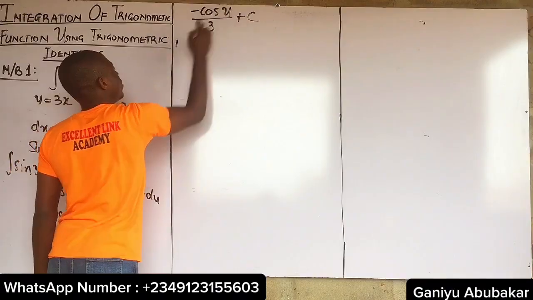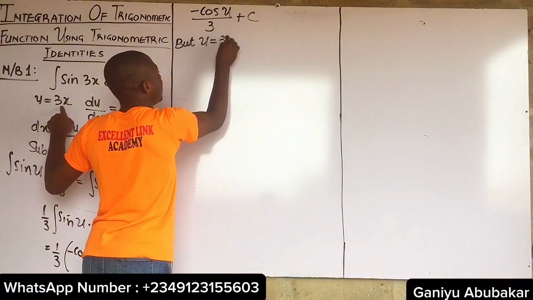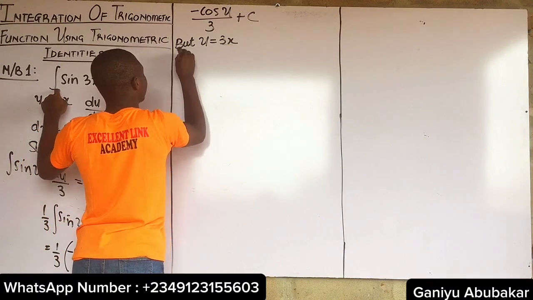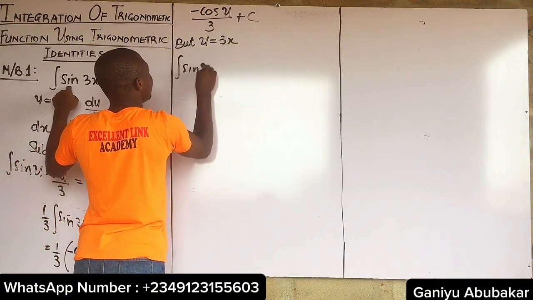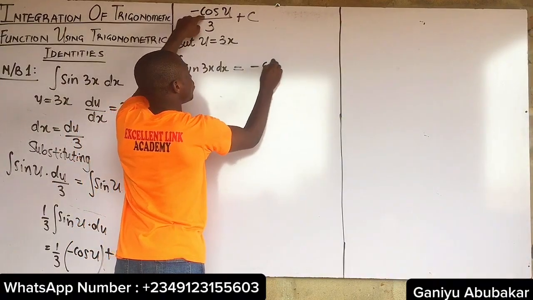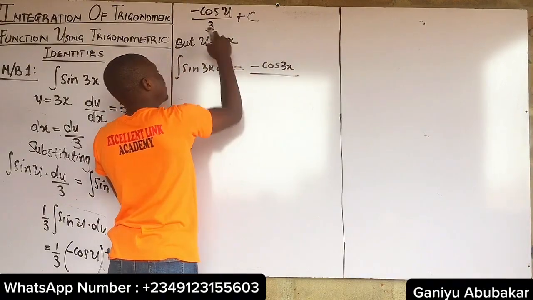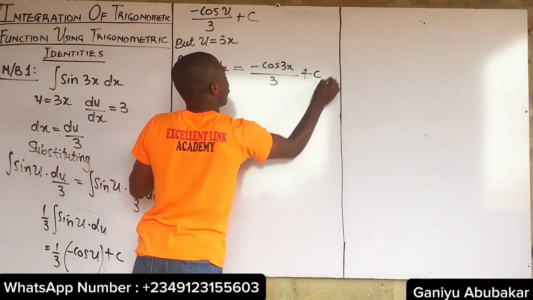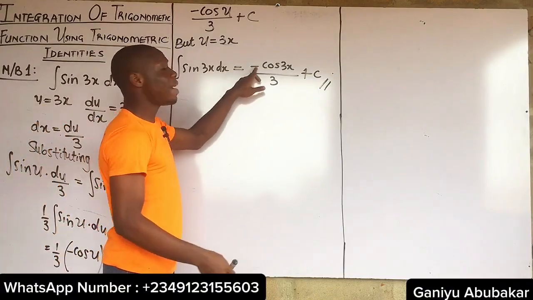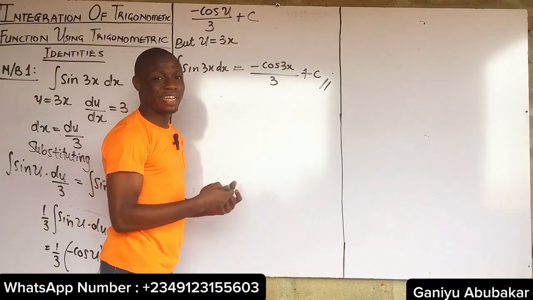But I can see u here, and we just said earlier that u is equal to 3x. So I'll put 3x here. If I integrate the integral of sine 3x dx, my answer becomes minus cos, what's u? 3x. Minus cos 3x all over 3 plus c. This becomes my answer. So if I integrate sine 3x dx, my answer becomes minus cos 3x all over 3 plus c. Now, what's the idea?